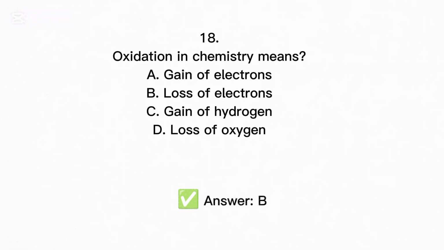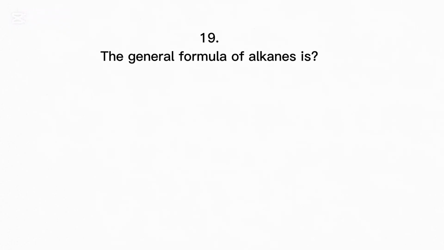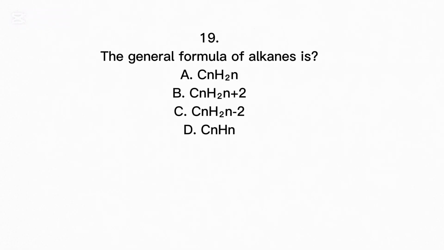Loss of electrons. Now C, gain of hydrogen, loss of oxygen. You see, C is wrong because oxidation is the loss of hydrogen and the gain of oxygen, not loss of oxygen. So the correct answer there is B. Question 19. The general formula of alkanes is A. CnH2n, B. CnH2n plus 2, C. CnH2n minus 2, D. CnHn.